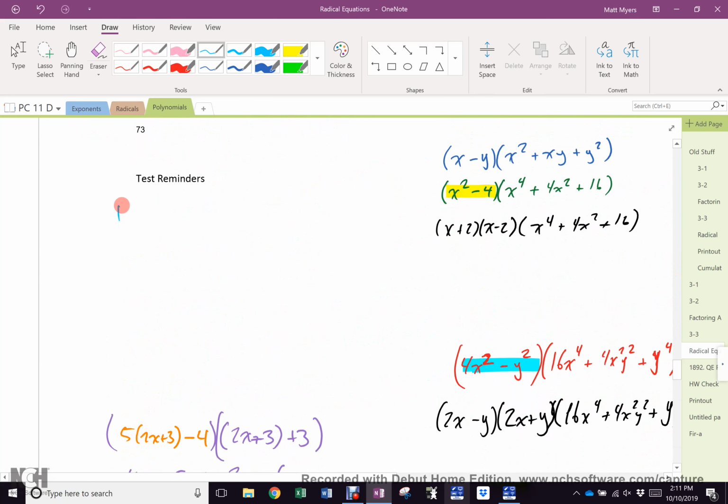Test reminders. 1, factor. Right? Factoring. GCF, which is always the same thing. AX plus AY, and so on. Divide by A to the front, X plus Y, and so on. That's GCF factoring.